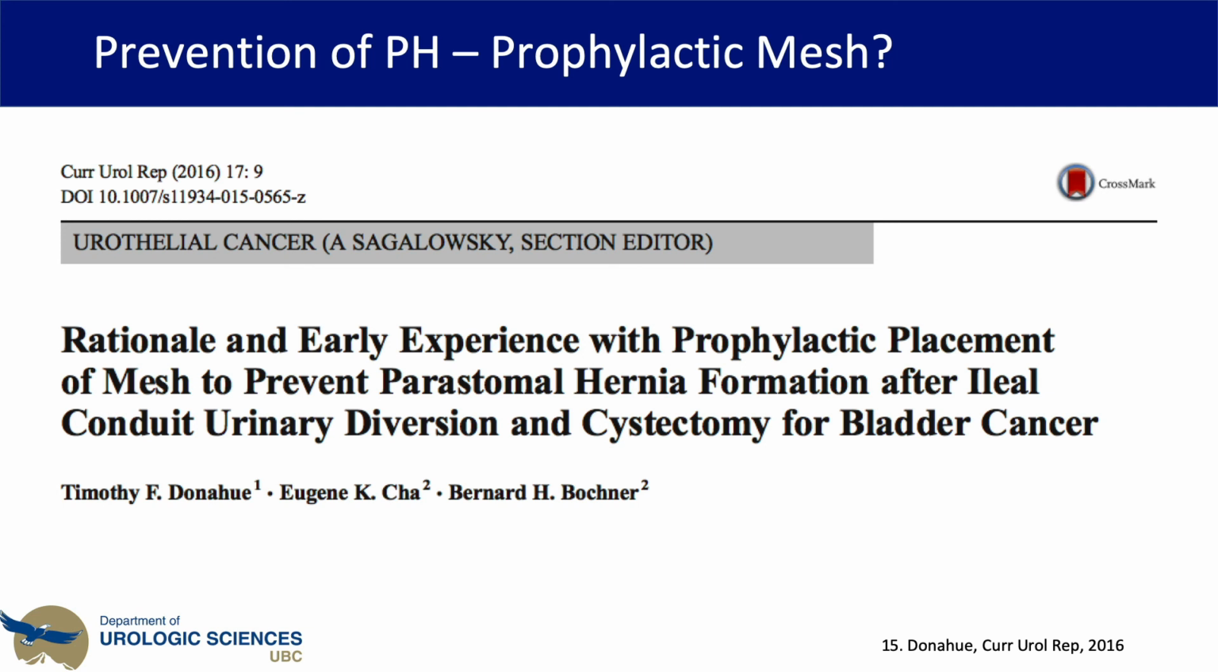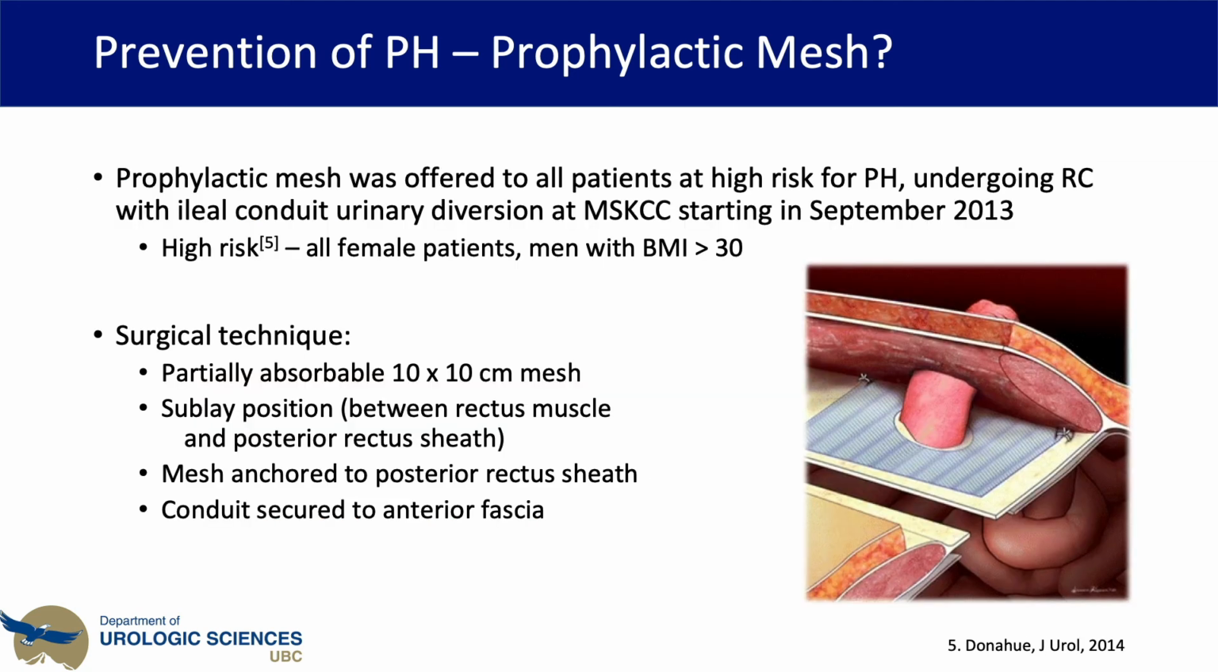I'm looking at the last paper for prophylactic mesh. This is again out of MSK from Dr. Donahue. So what they started doing as of 2013 was offering prophylactic mesh to all patients undergoing radical cystectomy with ileal conduit who they felt were at high risk of parastomal hernia. They defined high risk based on Donahue's previous paper, which found females and those with BMI over 30 were at higher risk of parastomal hernia.